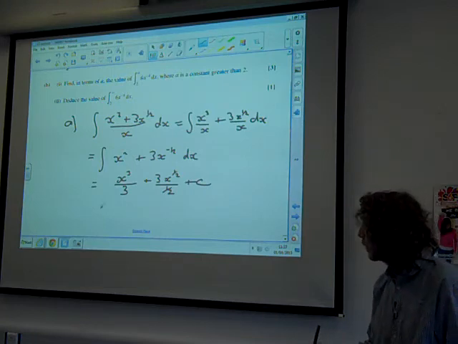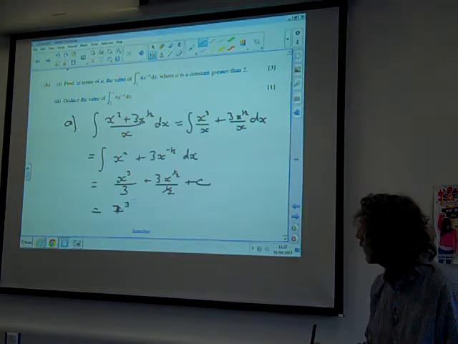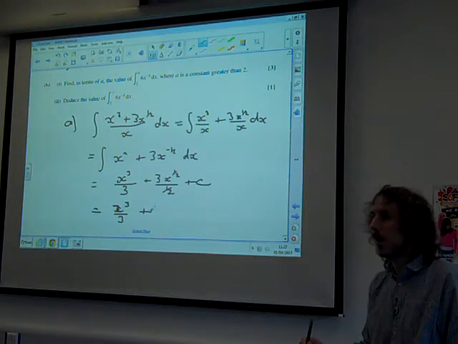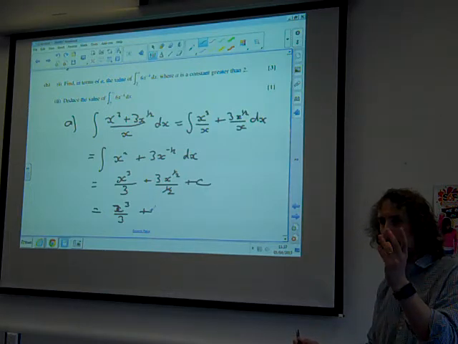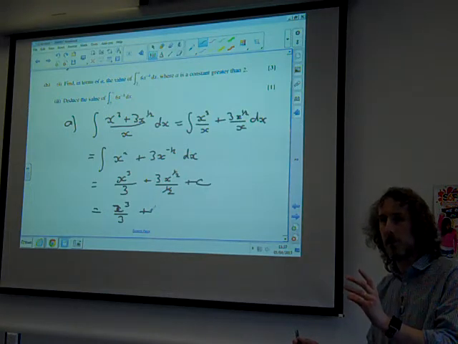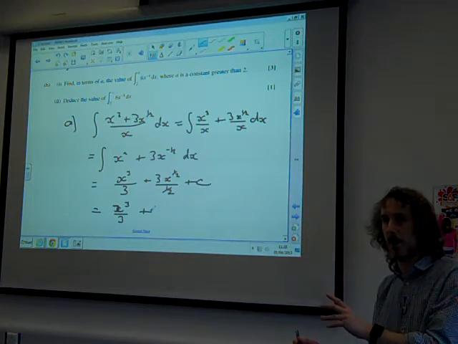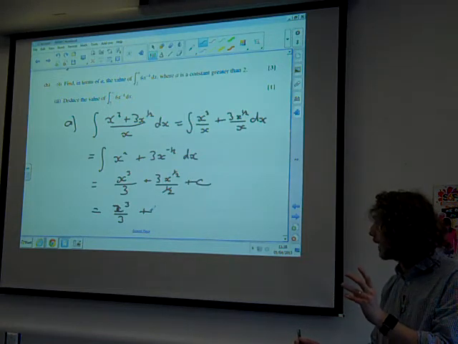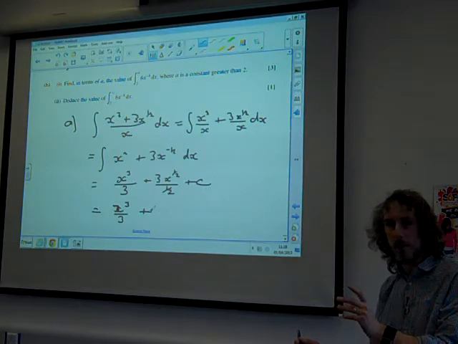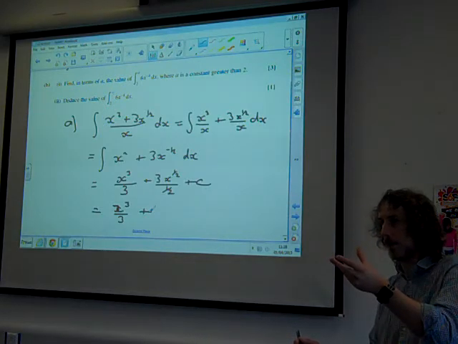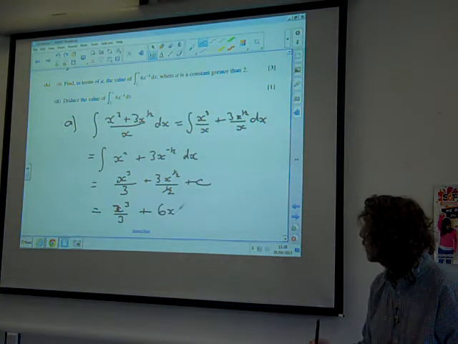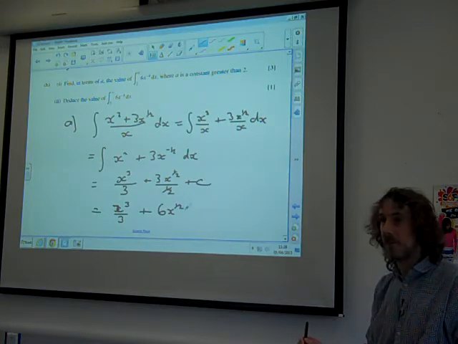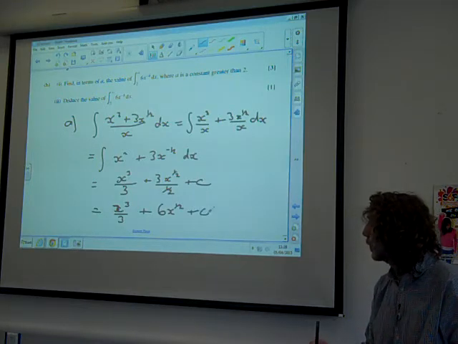Right, we're nearly done. I'm happy with x cubed over 3. Oh, I've written 3. X cubed over 3. We should know this by now, shouldn't we? If we divide by a fraction, it's the same as multiplying by the reciprocal of that fraction. So dividing by a half is like multiplying by a half flipped upside down, so multiplying by 2 over 1. So we get 6x to the half plus c.